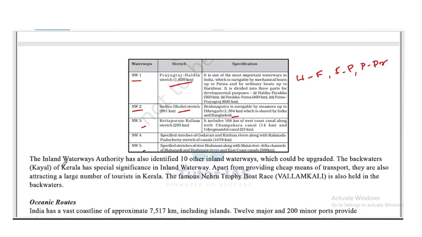Now, the Inland Waterways Authority has also identified 10 other inland waterways which could be upgraded. The backwaters, that is Kayal, of Kerala have specific significance in inland waterways. Apart from providing a chief means of transport, they are also attracting a large number of tourists in Kerala. The famous Nehru Trophy boat race, called Vallamkali, is also held in the backwaters. So that's about the inland waterways. Next one is oceanic routes.